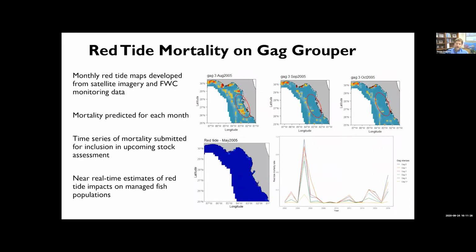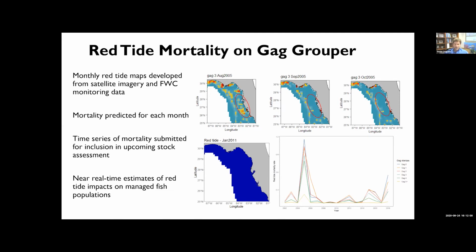And so we're trying to work with the existing stock assessment process. There's an ongoing stock assessment for gag grouper. We want to provide some input for that assessment. And so what this model can generate is a time series of red tide mortality that can then plug into the stock assessment. And the way we've done this is we first have to generate red tide maps, and we use satellite imagery and combine that with the FWC HAB monitoring data. And so you can see how those maps are changing over time in that lower map.